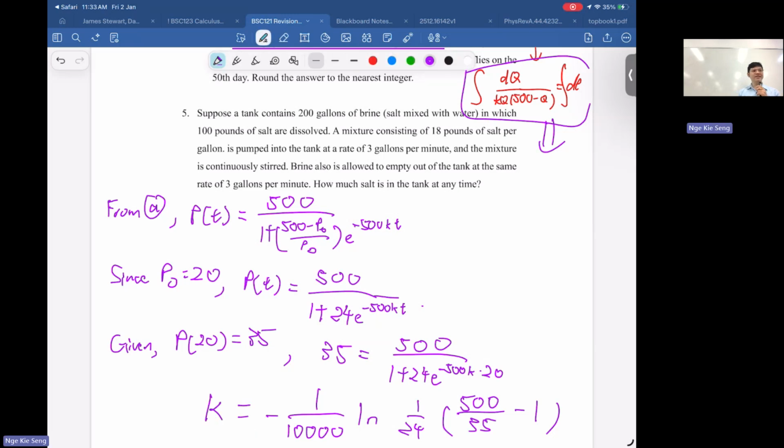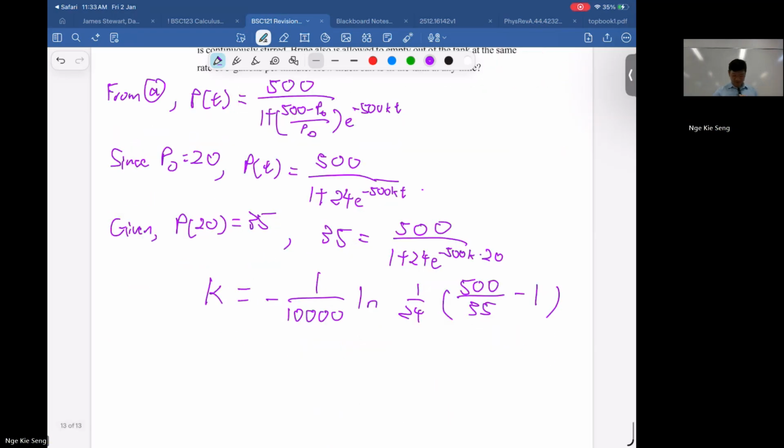Can you check, is this right? Your k is hiding inside the ln. So you multiply the denominator across, divide by 35, take away 1, then divide by 24. Then you want to find something inside the ln, you take a ln. So this thing goes down, and then you divide by minus 500 times 20. Correct? What's this?